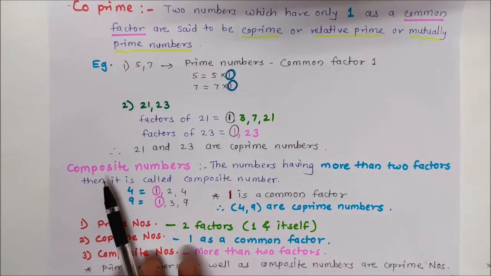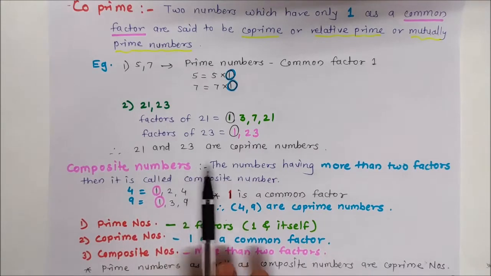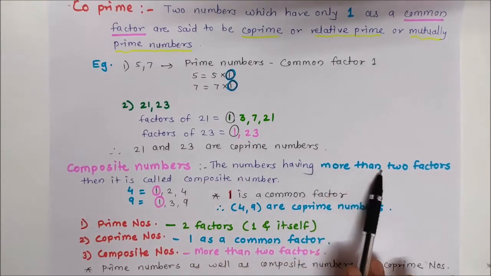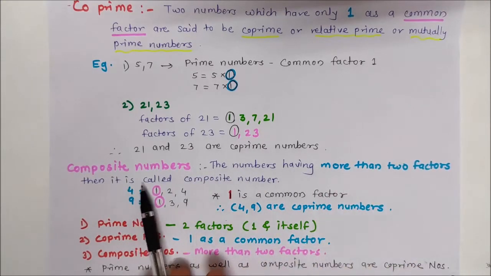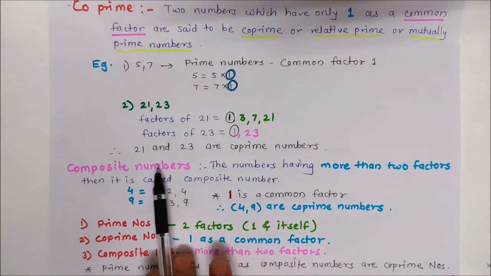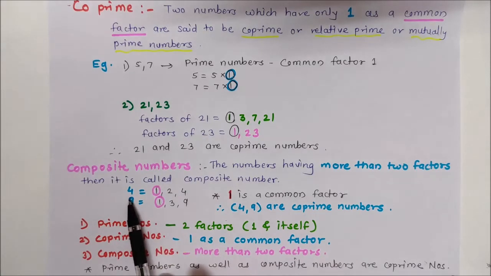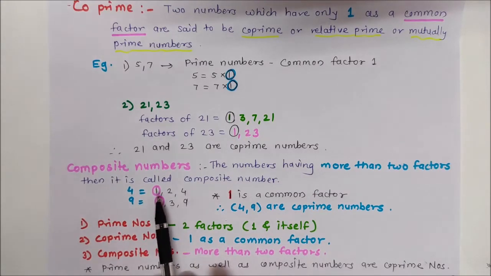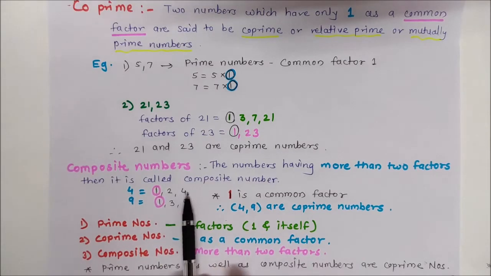The third point: what is meant by composite numbers? The numbers having more than two factors are called composite numbers. Here the example is 4 and 9. First we have to find the factors of 4. The factors of 4 are 1, 2 and 4. The factors of 9 are 1, 3 and 9.